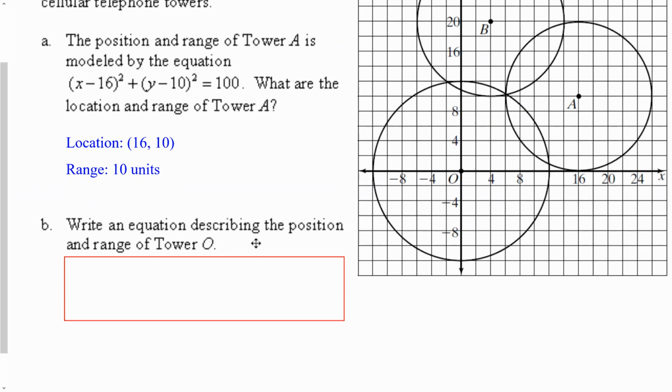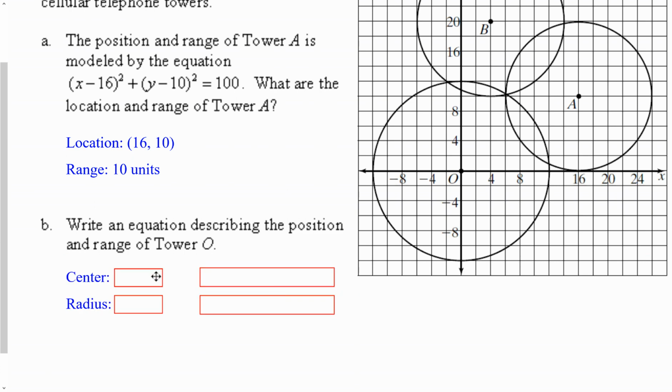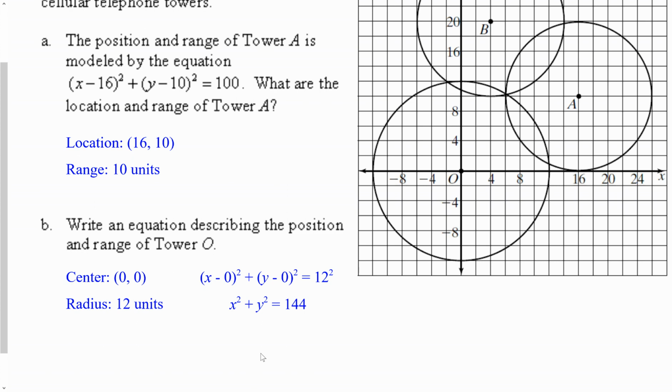So now writing the equation that describes position and range of Tower O, again, just have to understand position is the center and the range is the radius. So here from the graph, we have to be able to tell that the center is (0, 0), and that the radius is 12 units. So plugging those into the standard form equation of a circle, and then simplifying as much as possible, x squared plus y squared equals 144 would be the equation of that circle.